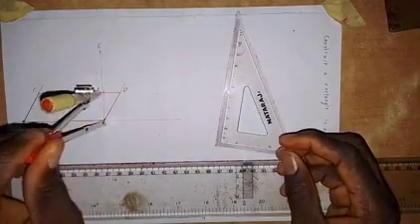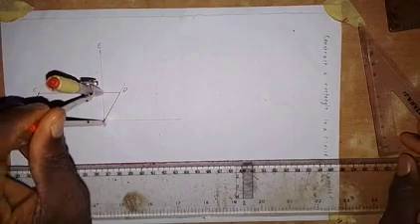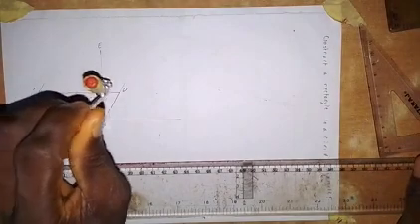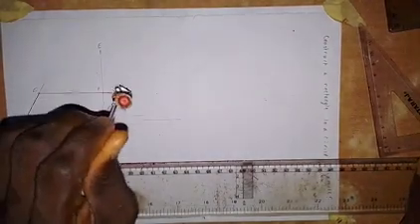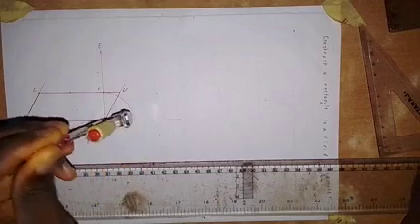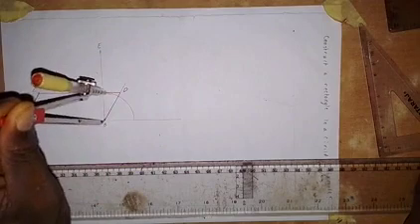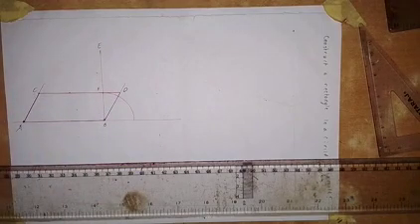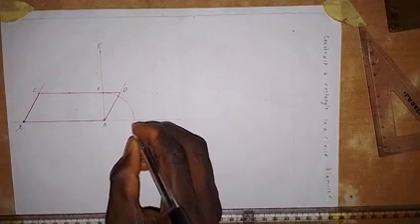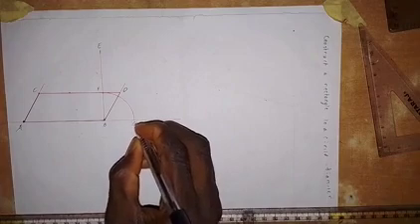Then I'm going to draw an arc. So I'll draw an arc from this point to meet this horizontal line, AB produced or extended like this. So this point I'll call point G. So this is point G.